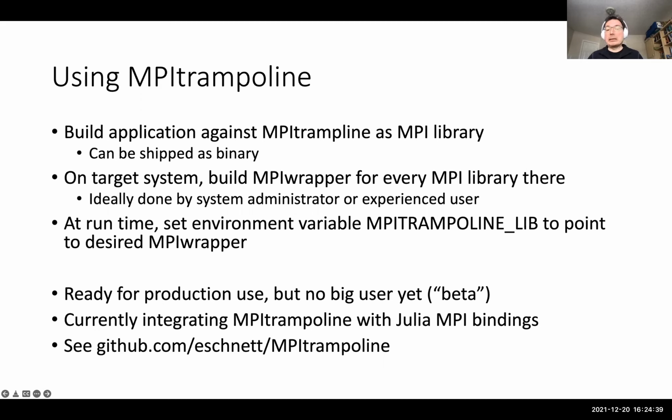And MPItrampoline is, I'd say, ready for production use, but we don't have any big users yet. Call it beta quality, because there are probably bits and pieces that break as you scale out usage. And I'm currently working on integrating MPItrampoline with the Julia MPI bindings, and that is actually the driver for this project. I didn't want to start MPItrampoline for itself, but I want to be able to use Julia and its package manager on HPC systems. And for that, I want to be able to download not just Julia, but also all its external dependencies that you might have. And that's the URL for MPItrampoline.